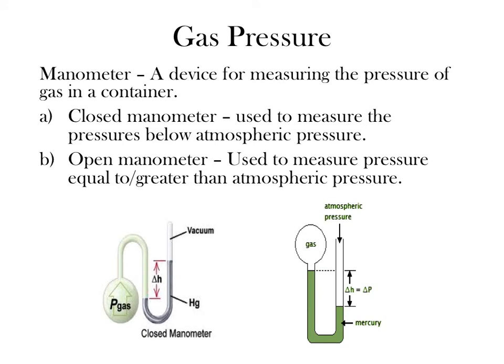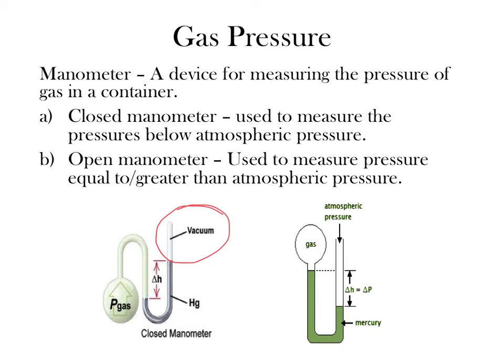Now another way you can measure gas pressure is with a manometer. A manometer is a device used for measuring the pressure of a gas. We've got a closed manometer, that's the one over here on the left. It's a vacuum at the top, which means totally empty space, not air. And it's used to measure pressures below atmospheric pressure.